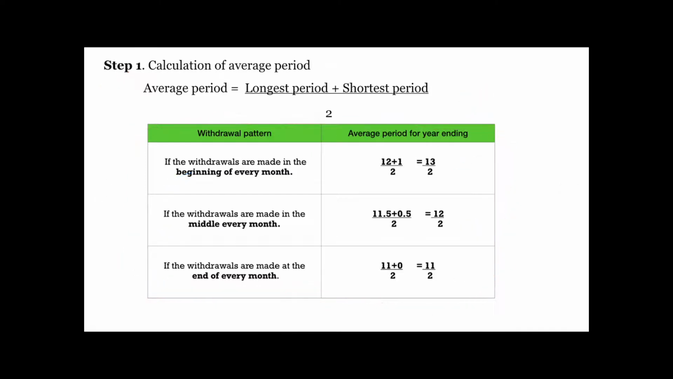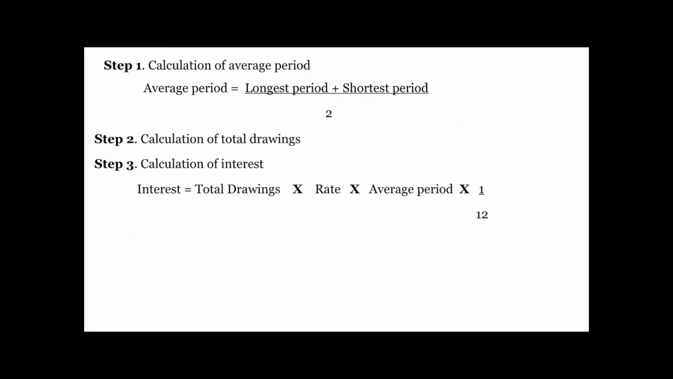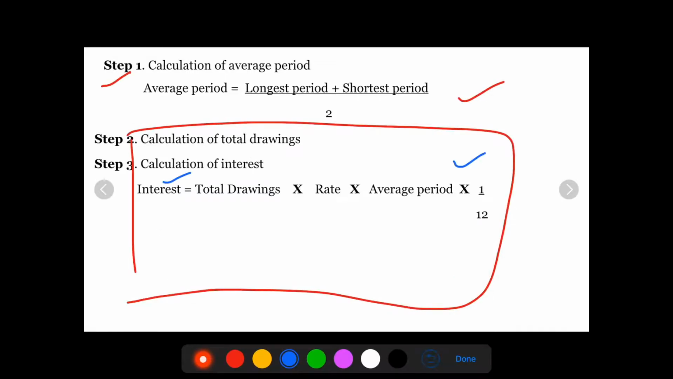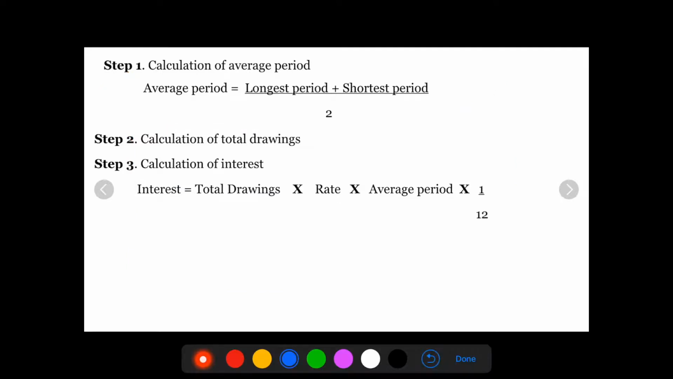Next, step 2, calculation of drawings. Step 3, calculation of interest. Interest is equal to total drawings into rate into average period into 1 divided by 12. So after doing the previous chart, now write step 2, then write step 3. Done?